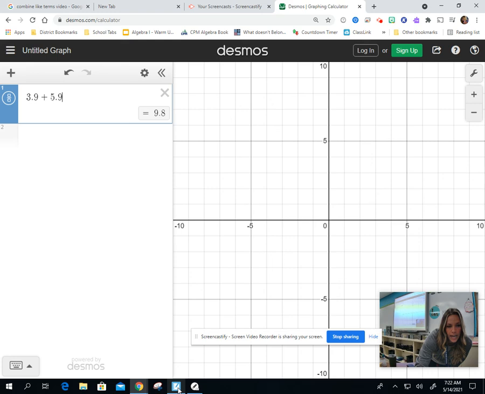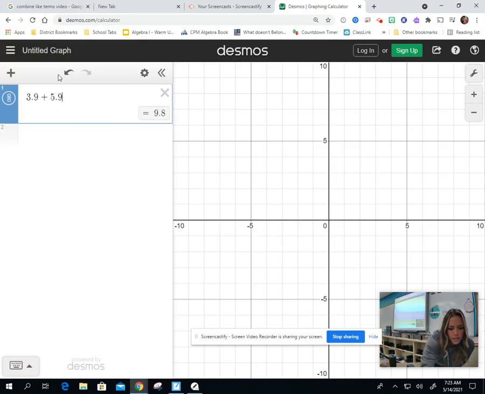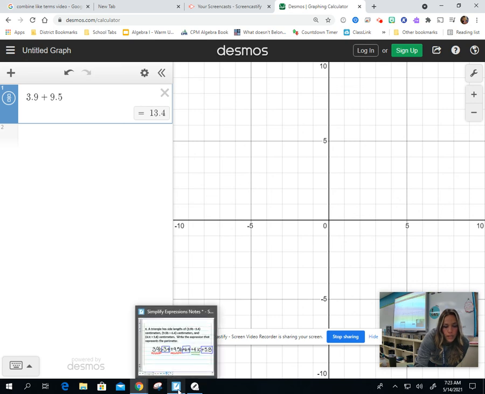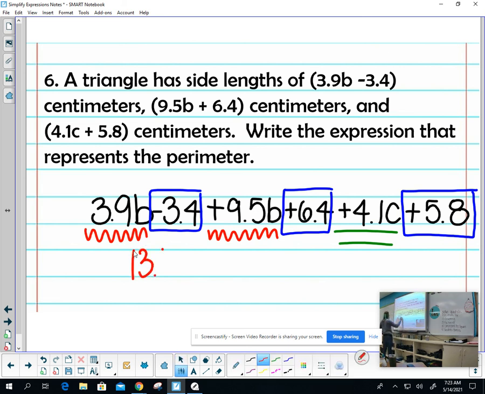3.9 plus 9.5, oh, I wrote that backwards. 9.5. So that is 13.4 B's. I've used up the B's. Now I'm going to go to my C. The C doesn't combine with anything, so I'm going to put plus 4.1c. I've used that up.